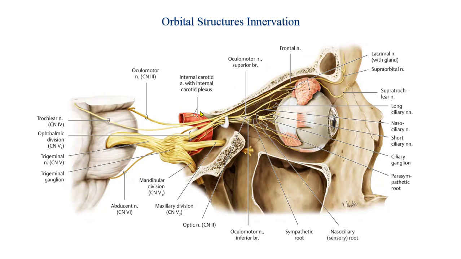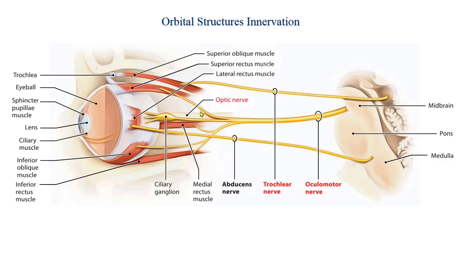Your eye's blind spot is a result of the absence of photoreceptors in the area of the retina where the optic nerve leaves the eye. Now, in this slide, we have three cranial nerves that will innervate the muscles that attach to the eyeball.